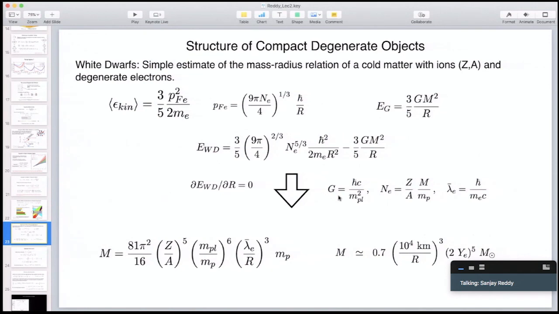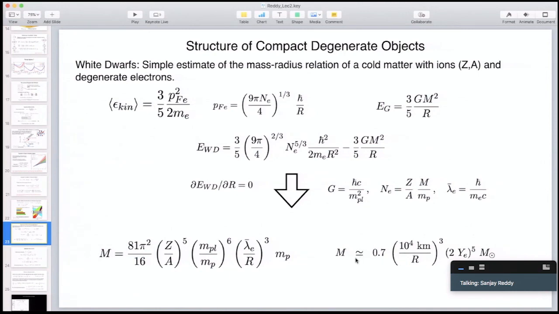Instead of writing the Newtonian gravitational constant, I decided to write it in terms of the Planck mass, because Newton's constant is inversely proportional to the Planck mass squared. So M_Pl is the Planck mass. And then instead of writing the mass of the electron that appears in the formula, I've decided to write it in terms of the Compton wavelength of the electron. If I look at this formula, it tells me that the mass of a white dwarf goes like the radius to the inverse 3 powers of the object. So the mass-radius relation of a white dwarf is given by this very simple formula.